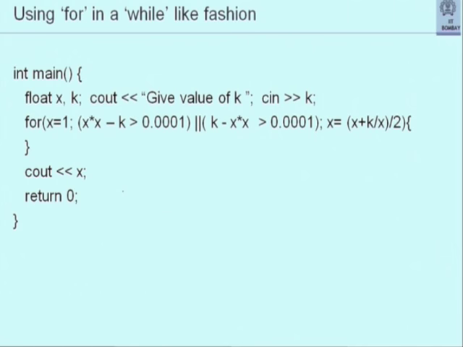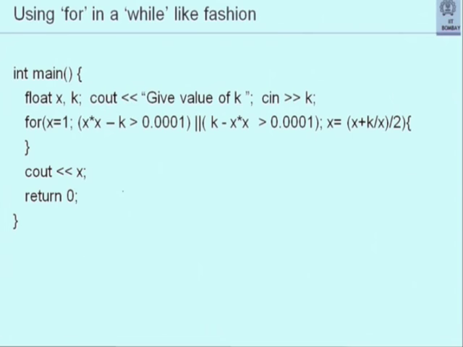I would just like to illustrate the use of for statement in a while-like case. It's a funny usage, but it's interesting. And because some books will mention solutions of this kind, I would like you to know, although I would strongly advise not to use such artificial jugglery. What is the jugglery? I am saying float x k, give value of k, cin k. Now I set up a for statement. Wait, where is the iteration count? There is no iteration count here.